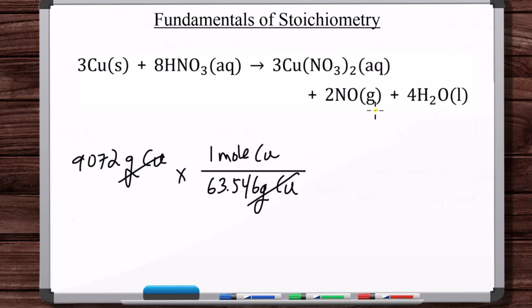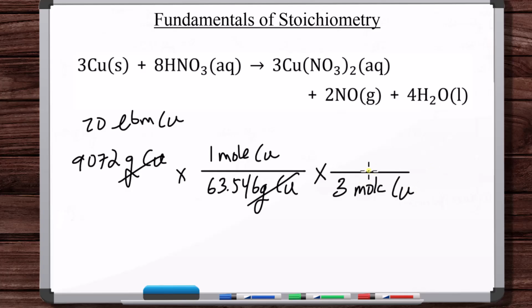So if we're thinking about if this 20 pounds mass of copper fully reacts, it all reacts, then how many, let's say, kilograms of NO are produced? Well, to get from copper to NO, we need to use the stoichiometric equivalency. We're in moles of copper, so now we can apply it: for every 3 moles of copper consumed in this reaction, 2 moles of NO are produced. Now we're in moles of NO.